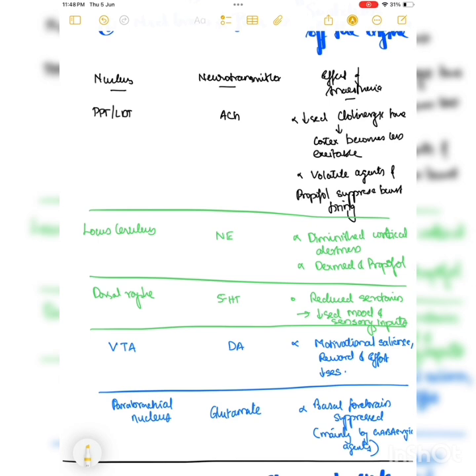Major anesthetic drugs involved are volatile agents and propofol. In locus ceruleus, the major neurotransmitter is norepinephrine.